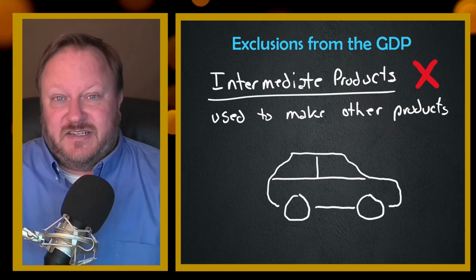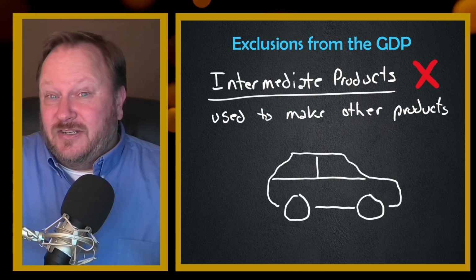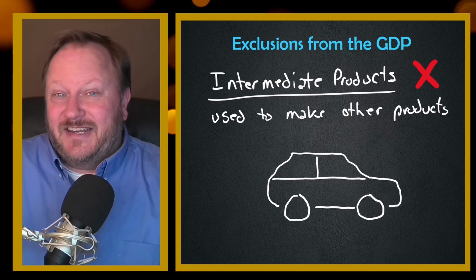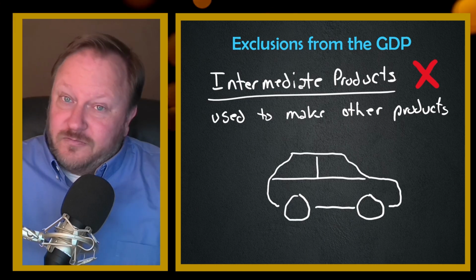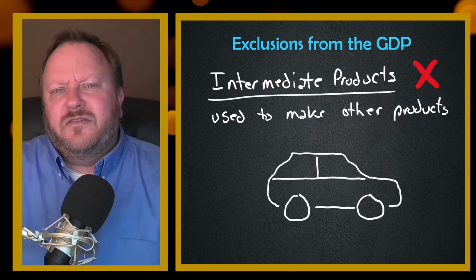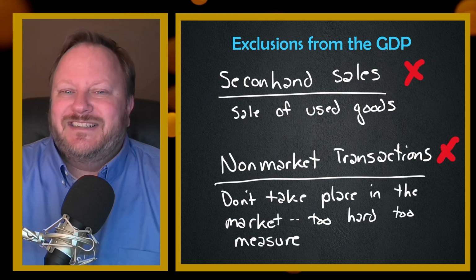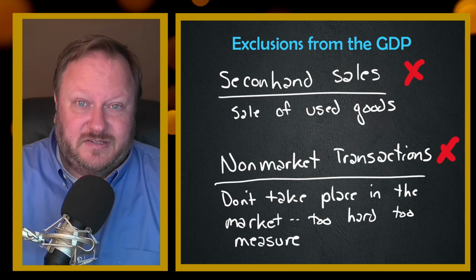So in the first instance, where the tires are actually included with the vehicle, that's just a total product. But in the second instance, where there's a tire company that's selling tires, that's a new product that's being sold. They're not an intermediate product at that point. Another exclusion from the GDP would be secondhand sales, because there's nothing new being produced in this way.